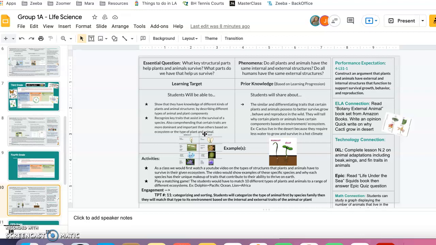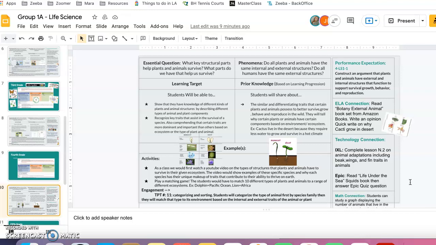Some activities that students can do. As a class, we would first watch a YouTube video, more of a broad video that kind of describes different, for example, monocot and dicot plants, and the types of structures that these plants and animals have. The video hopefully will show examples of these specific species and why each species has their unique makeup, right, based on the ecosystem or environment that it lives in. Performance expectation, we already went over that. It's to construct an argument.